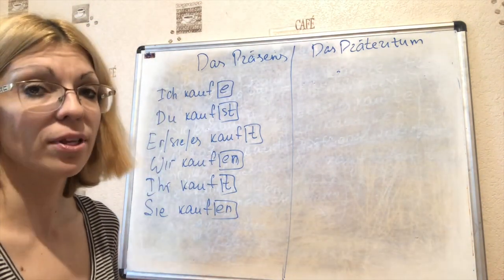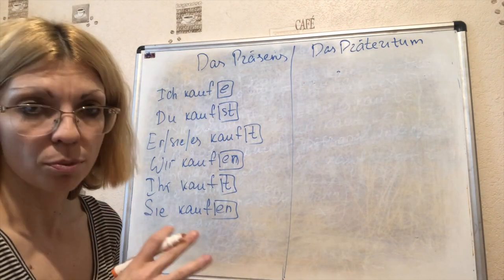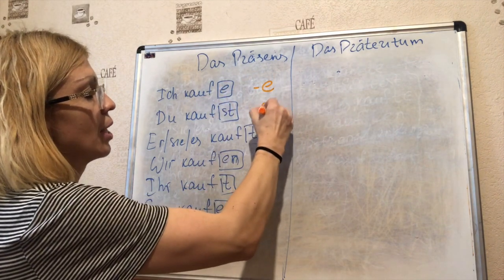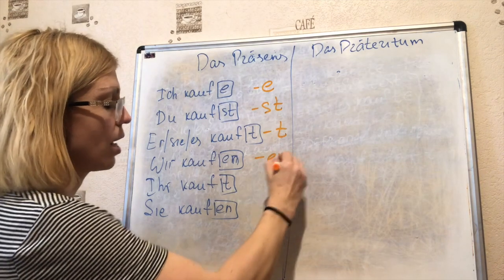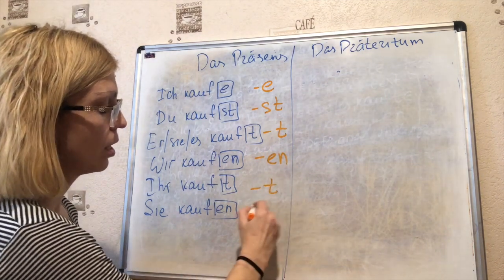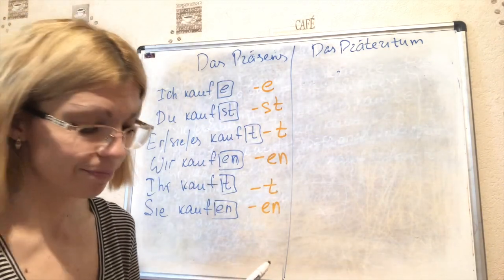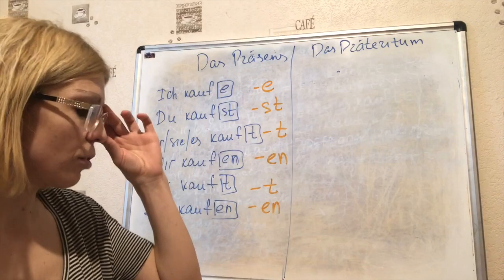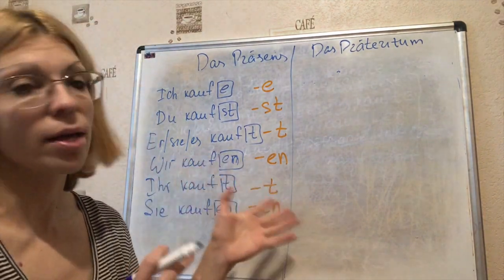Okay, let's take a look at this. We have the following endings for the weak verbs in the present tense: e, st, t, en, t, and en. What do you have to do? How do you think? You have to learn them. Yeah, sure. There is no other way to know it.